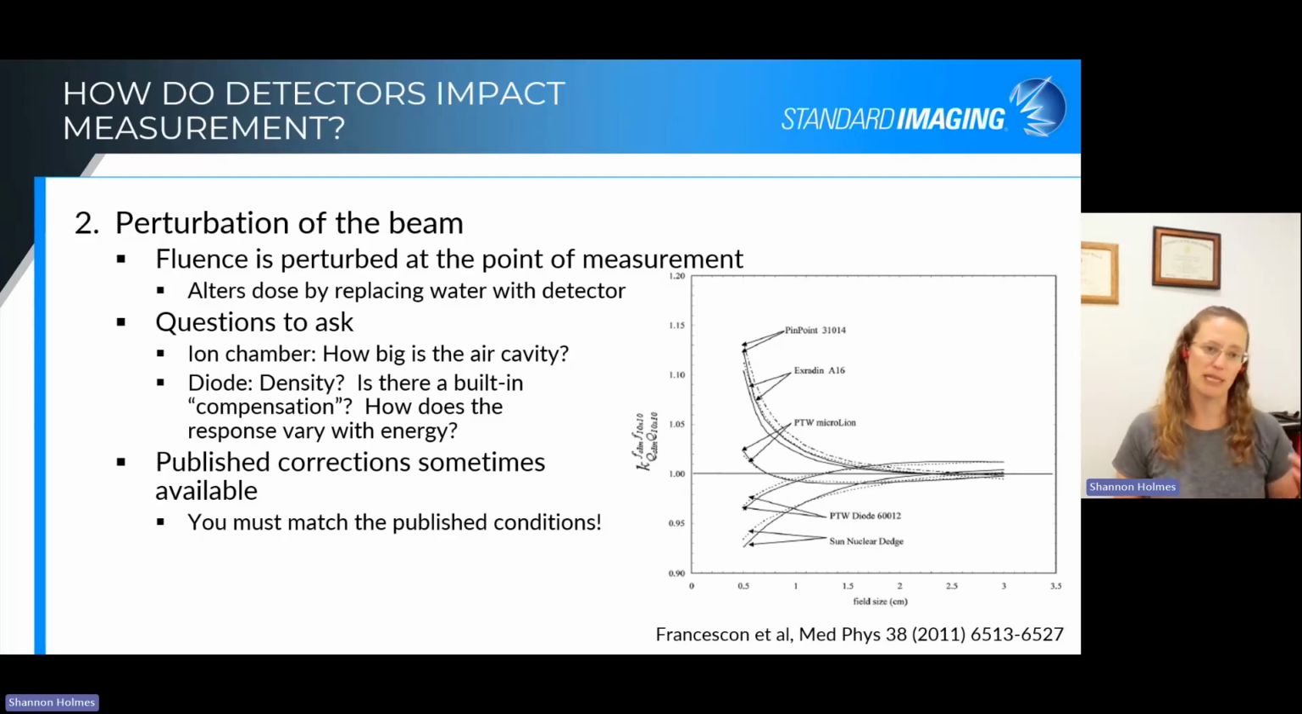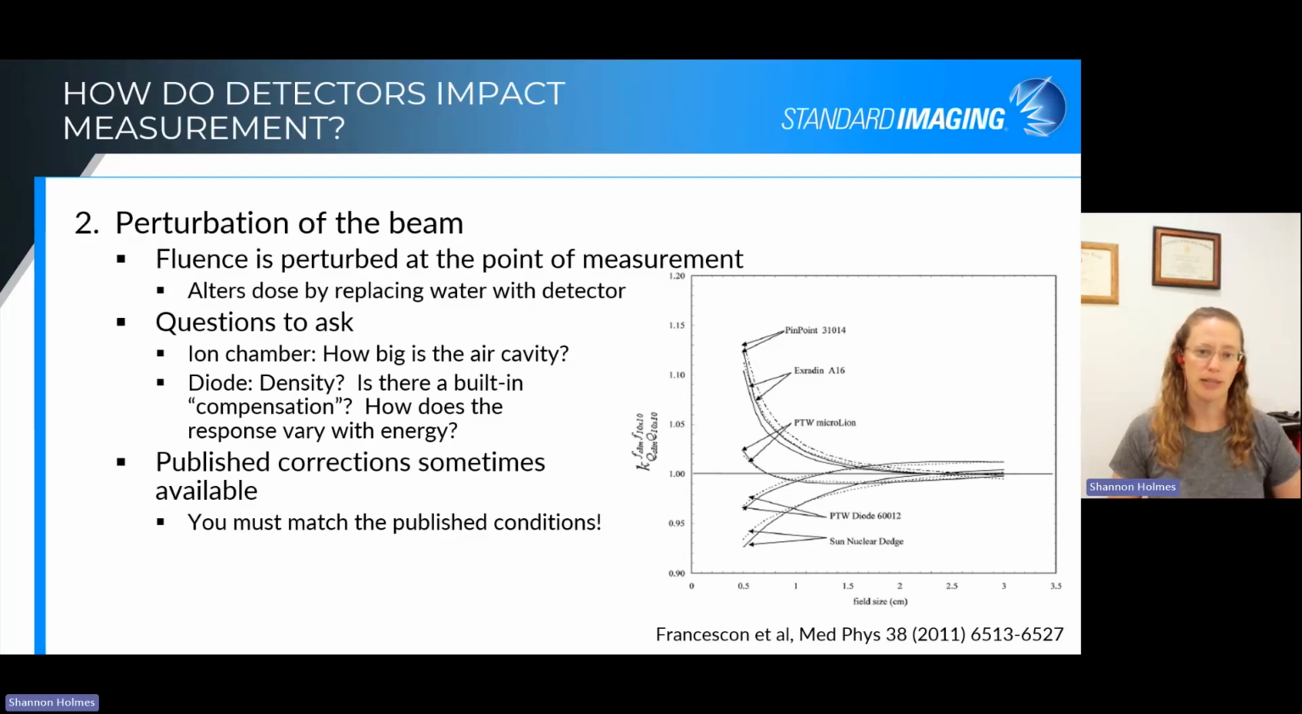If it's a diode, what's the density of that diode? But also, is my diode compensated? Because these solid state diodes are more dense than water, sometimes there's a built-in low density region right next to the high density region to try and average out that perturbation. The question is, at what energy is that compensation accurate? And how does that change the energy dependence away from the targeted design energy?